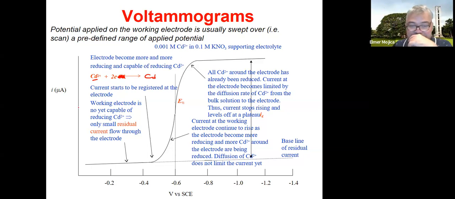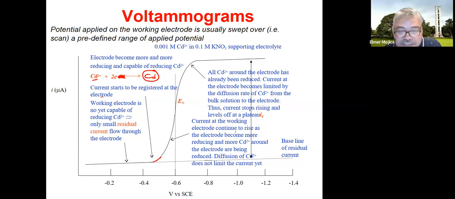So if you're going to look at the anatomy here, at the beginning, the working electrode is not yet capable of reducing cadmium 2 plus. So you only have small residual current that flows through the electrode. And then what happens when it starts to go up? The current starts to be registered at the electrode. Ano ibig sabihin yun? Meron nang nag-form na cadmium na nag-attach doon sa electrode. Okay? And then, at this potential, 0.6, which is your half-wave potential, the electrode becomes more and more reducing and capable of reducing cadmium 2 plus. So, mas dumadami na yung cadmium na nagpo-form.